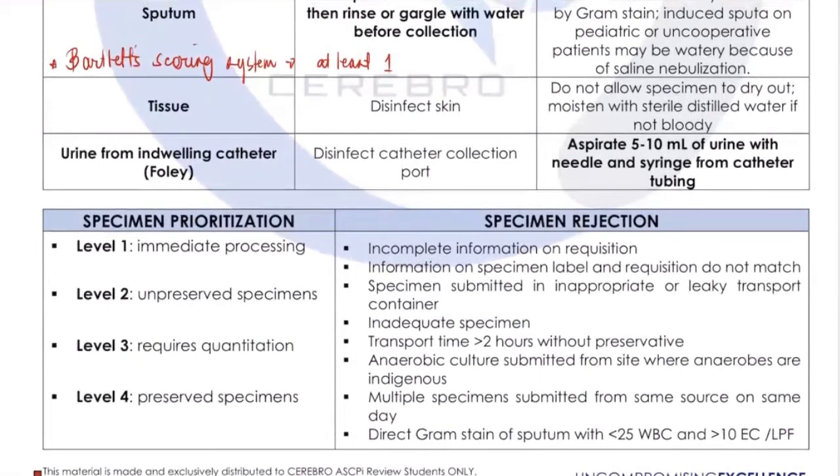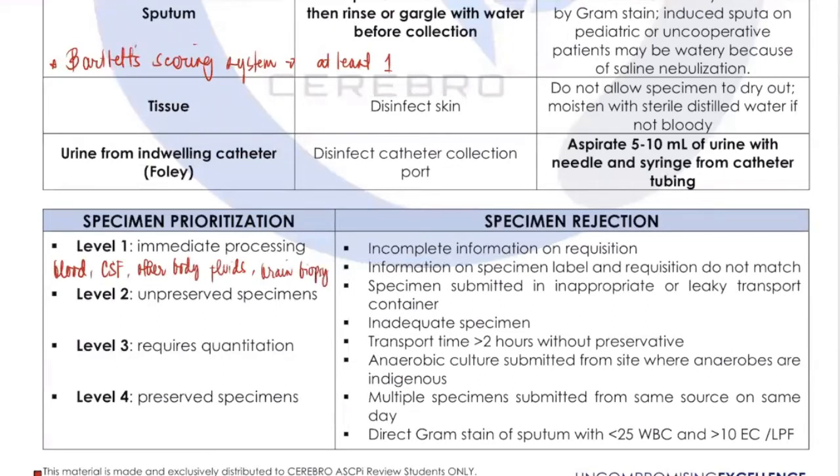Now, we have what we call specimen prioritization. For example, level 1 specimens are the ones that require immediate processing. Which specimens are examples of these? We have blood, CSF, other body fluids, and brain biopsy.